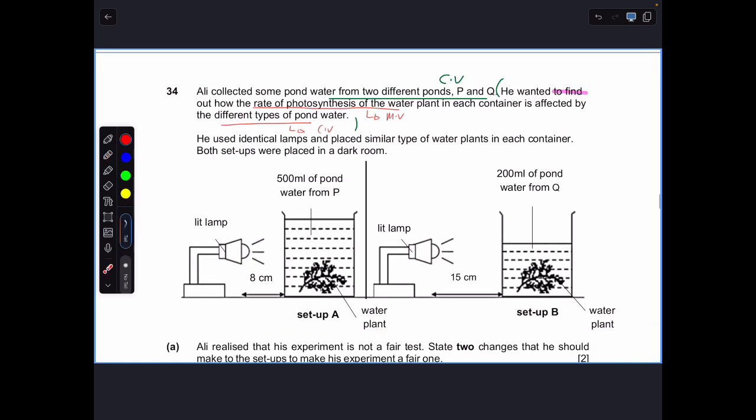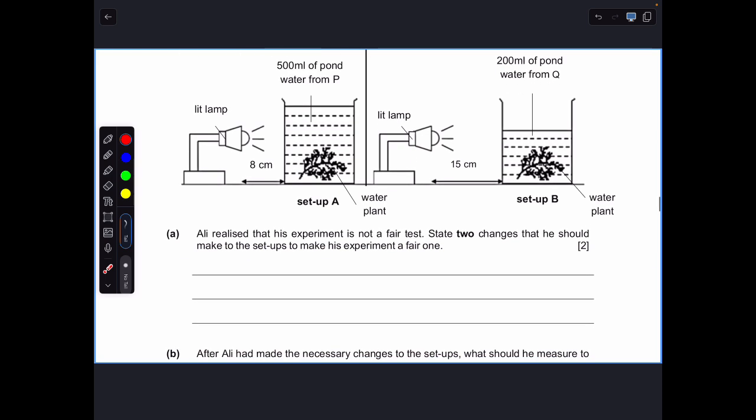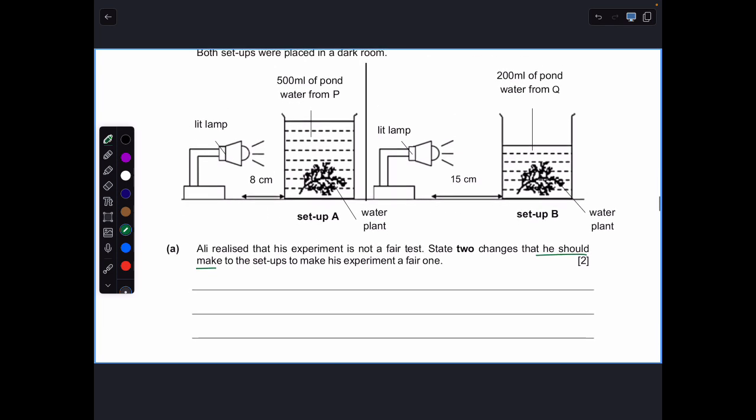He used identical lamps and placed similar types of water plants in each container. So both was placed in a dark room. Ali realized that his experiment was not a fair test. State 2 changes that he should make. Excuse me, it is to make. It is not just about what item to change. He must tell how to make the changes. Some may just go the distance. Huh? What about the distance? I don't quite understand. Make the distance the same.